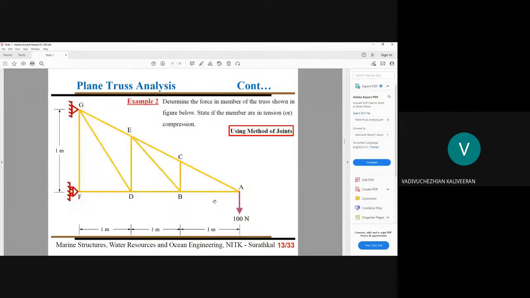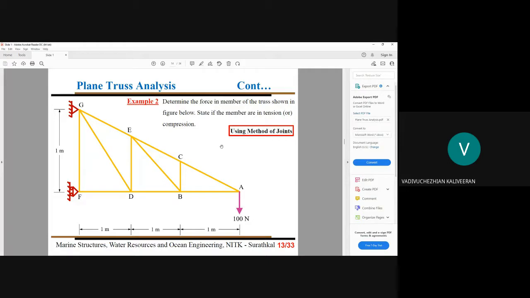Now, I will show one simple example. You have your truss. This truss is like a cantilever type truss, and you have many members. At the topmost location, you have a pinned joint, and at this location F, you have a roller joint.